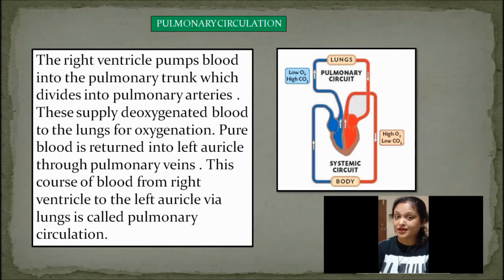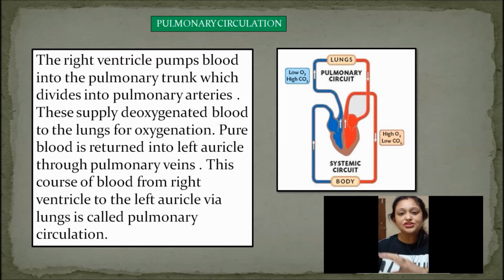After the purification in the lungs, the blood returns to the pulmonary left auricle, and from the left auricle to the left ventricle. So inside the heart, the impure blood goes to the lungs, and again the pure blood comes into the heart. From the lungs to the heart, that is the flow of the impure blood and, after purification, the process actually known as pulmonary circulation.